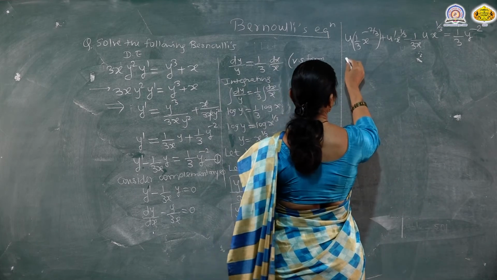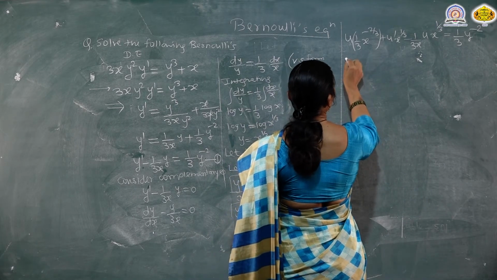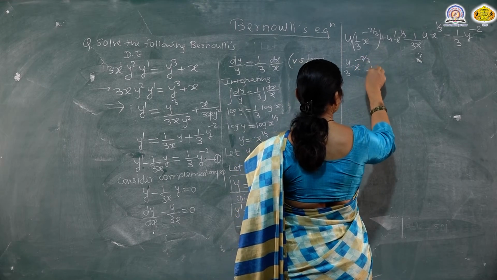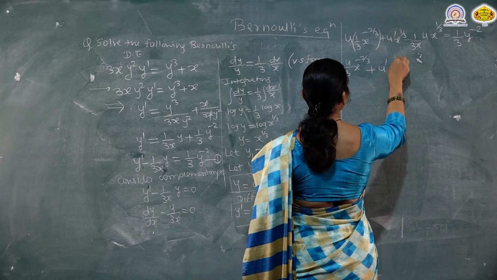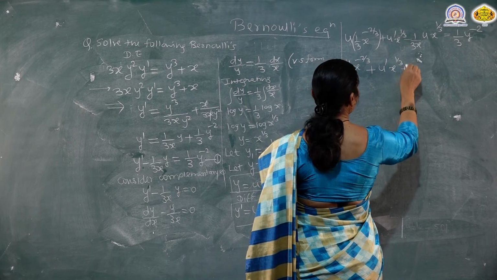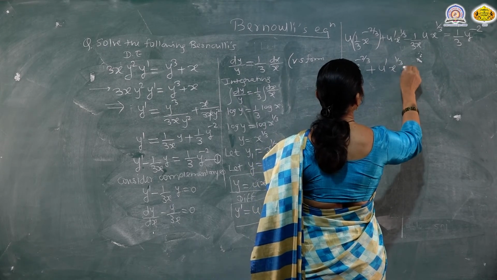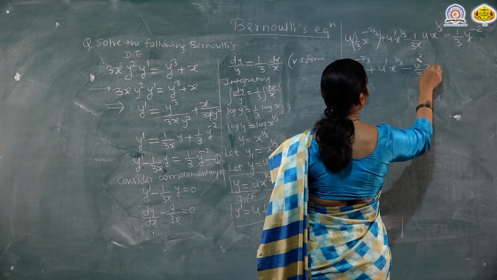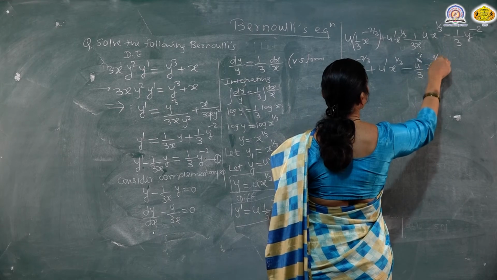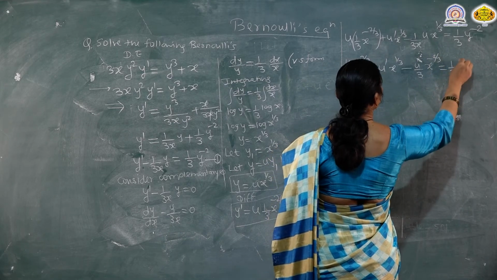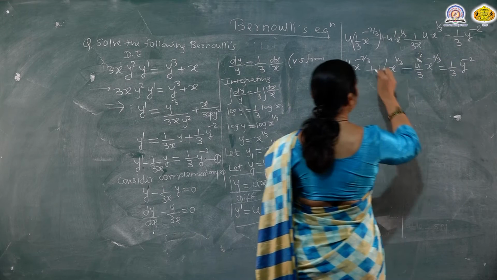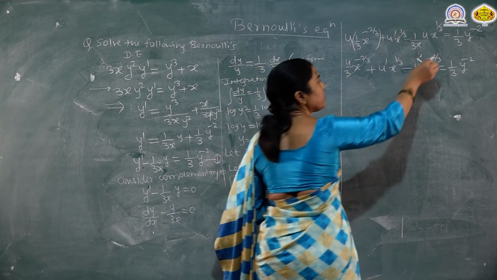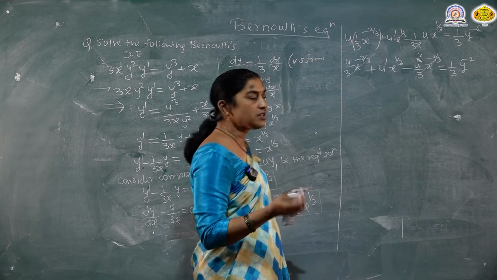Now simplify this. So u' upon 3 x raised to minus 2 by 3 plus u' x raised to 1 by 3 plus minus u by 3 x raised to 1 by 3 minus 1, that is x raised to minus 2 by 3, is equal to 1 by 3 y raised to minus 2. This u by 3 x raised to minus 2 by 3 and minus u by 3 x raised to minus 2 by 3 get cancelled with each other.